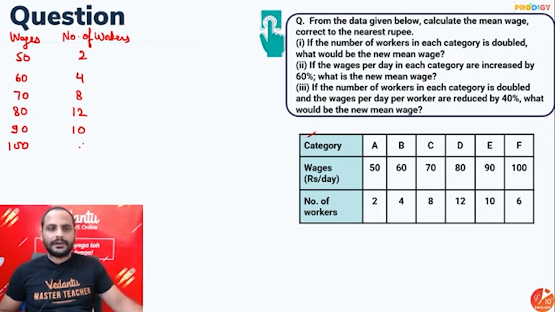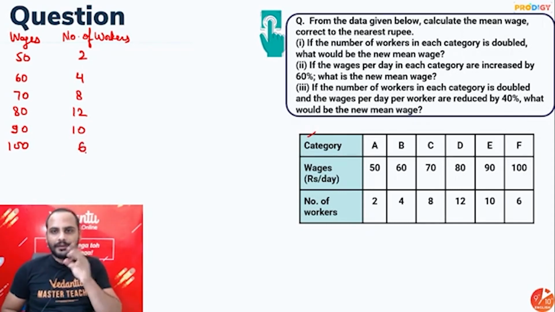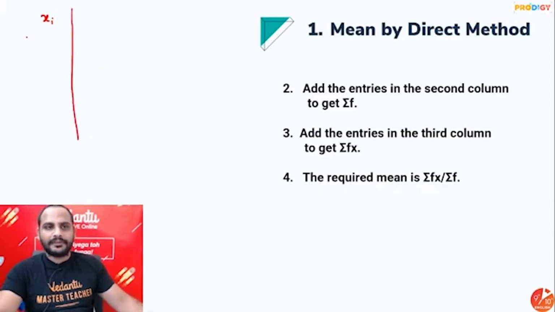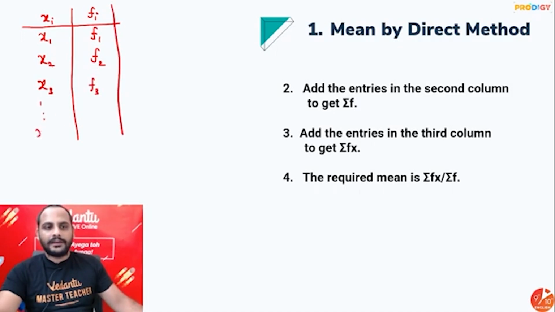Okay beta, ठीक है. Now remember the formula, direct method. Under the direct method, you will be given some observations, and respectively you will be given some frequencies. So one observation is x1, frequency is f1. Observation is x2, frequency is f2. Observation is x3, frequency is f3 and so on, up to xn, and here up to fn.